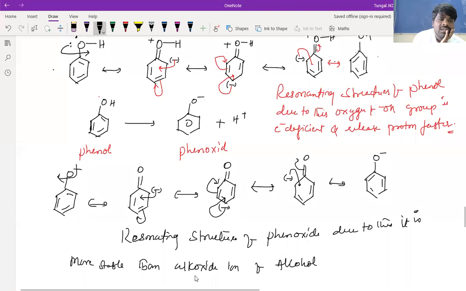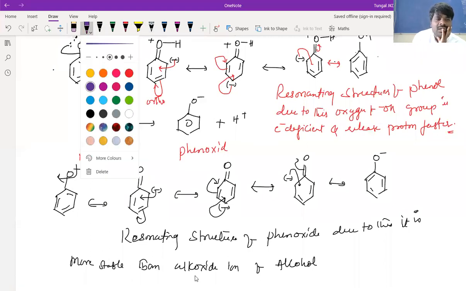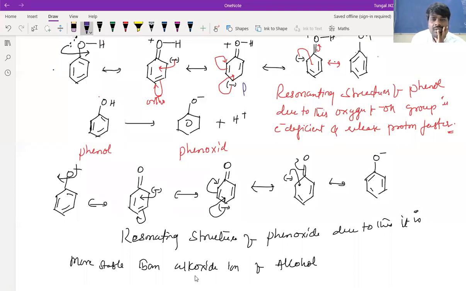See, here you are getting a negative charge at ortho position. Here you have a negative charge at para position. Here you have the negative charge at para position. Again here you have the negative charge at ortho position.